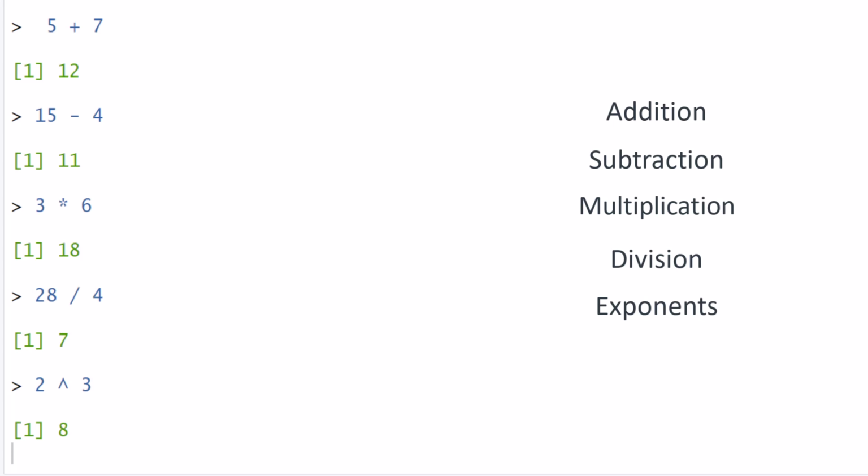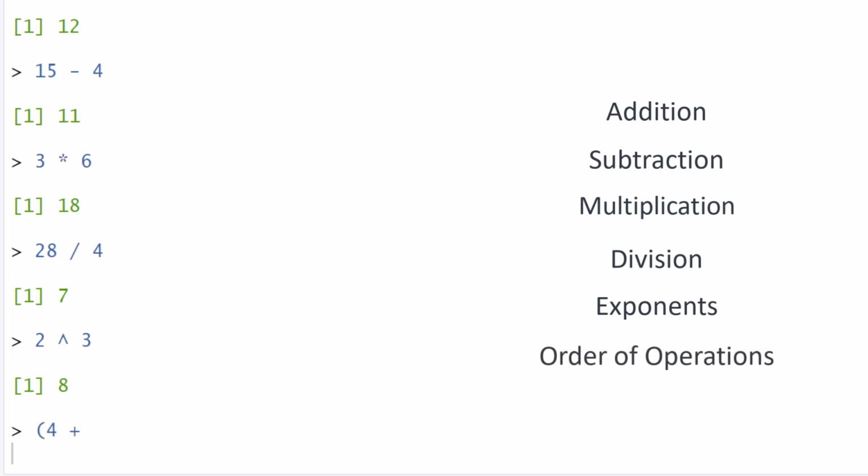R follows the standard order of operations. So for a command like 4 plus 10 in parentheses divided by 2 to the third power, R adds 4 and 10 first, then raises 2 to the third power, and then divides the numerator by the result in the denominator.